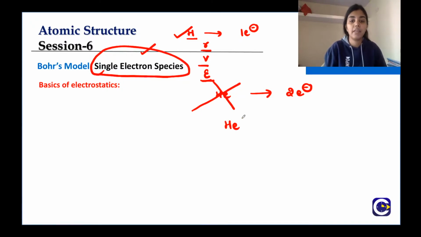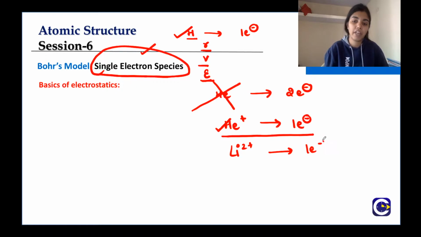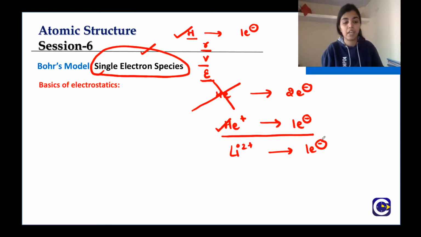Now consider helium plus. So helium is having 2 electron. Helium plus will have how many electrons? 1 electron, right? So this means what? That your Bohr's model can be applied to this system as well. Or it can be applied to lithium 2 plus also, because it consists of 1 electron. So it is applicable to only single electron species and not multi-electron species, right?